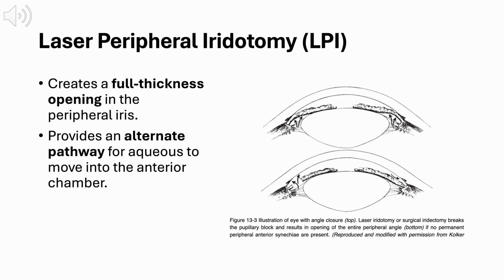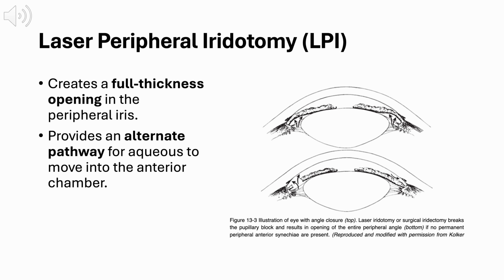As we shift from cyclodestructive procedures to angle closure management, the first major laser intervention to understand is the peripheral iridotomy. The goal here is straightforward: create a full-thickness opening in the peripheral iris to bypass pupillary block.